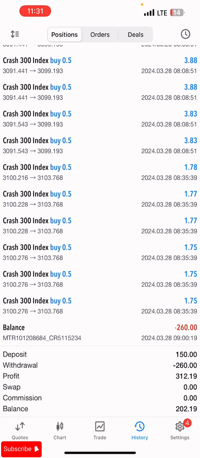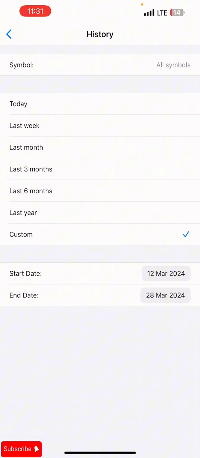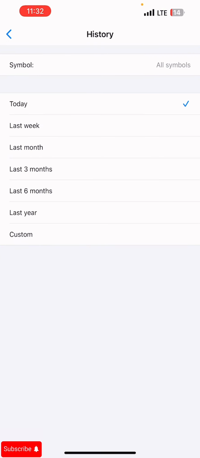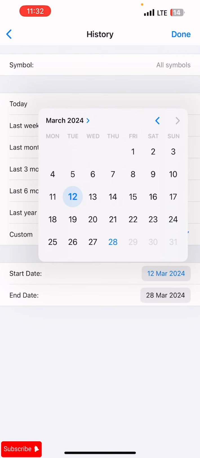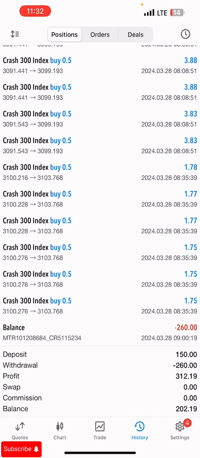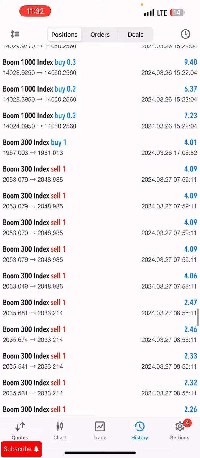I made a withdrawal not long ago, $260 withdrawal from a $150 deposit. I made over $212 profit, right? This is today's trade history. Today I made about $53 profits, and checking from my time of deposit on the 12th, I've been over $300 up in profits. I've been taking losses as well, but I made sure my wins are bigger than my losses.